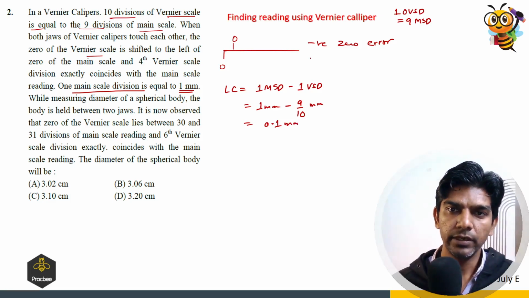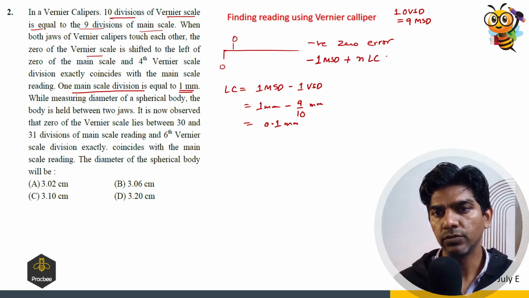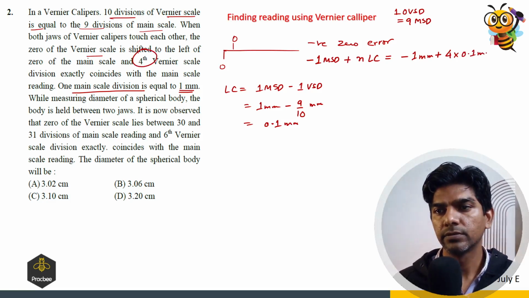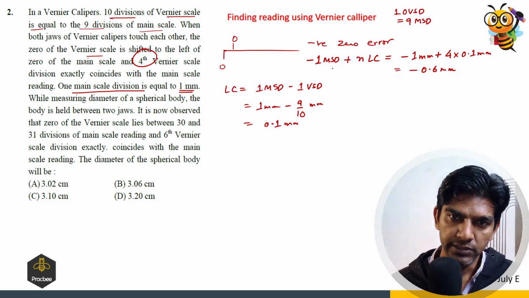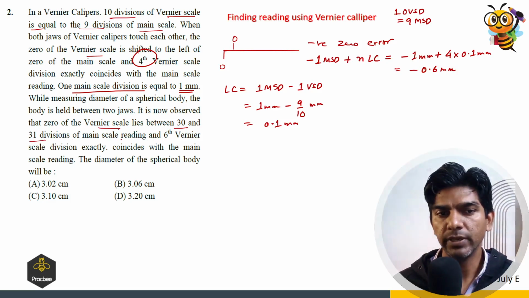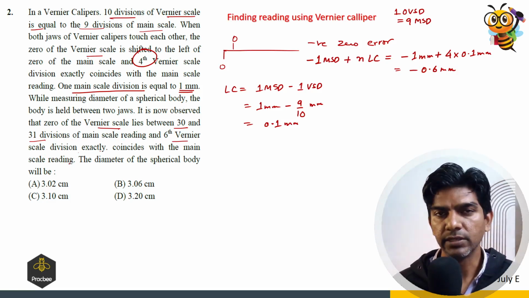How to find zero error? It will be negative zero error. So it will be minus 1 main scale division plus n times the least count. So it will be minus 1 millimeter plus n, which in this case is 4, times least count 0.1 millimeter. So this comes out to be minus 0.6 millimeter. So we got the zero error, and it is now observed that the zero of the Vernier scale lies between 30 and 31st division of the main scale, and the 6th Vernier scale division exactly coincides with the main scale.